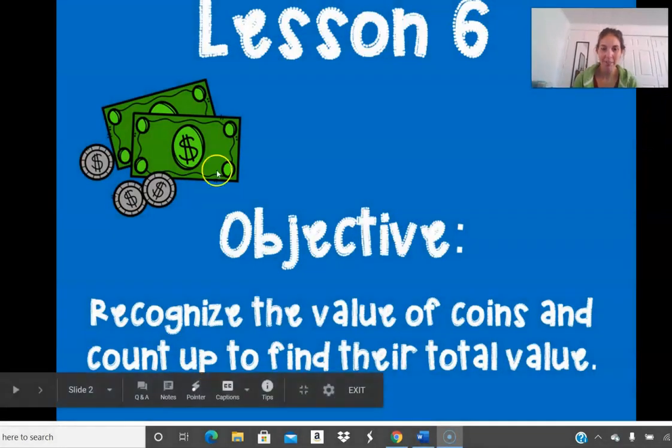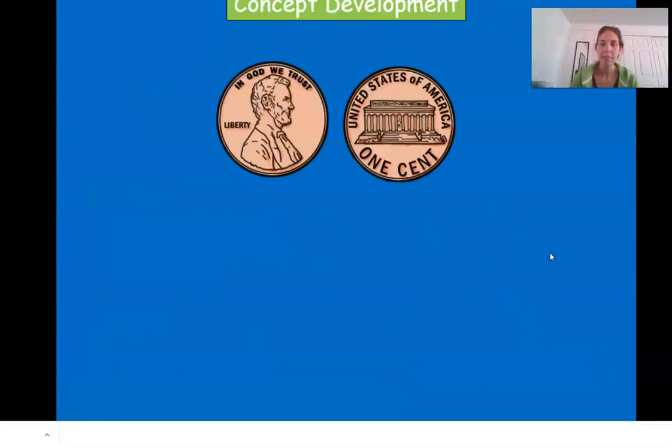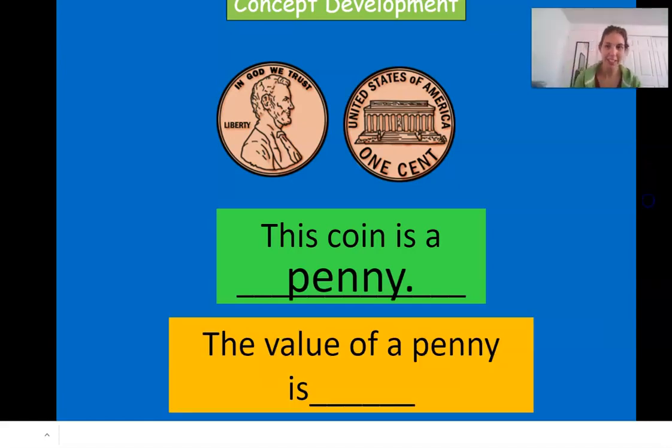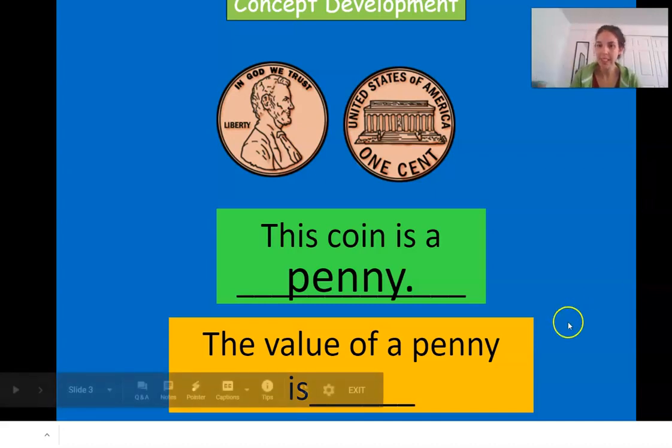Okay, let's get started. Our objective is to recognize the value of coins, that means how much they're worth, and count up to find their total value. All right, so let's start with this one. This coin, do you know what it is? It's a penny. Everyone say penny. Penny, very good. And the value of a penny is, how much is a penny worth? Does anyone know? 1 cent. It's worth 1 cent.